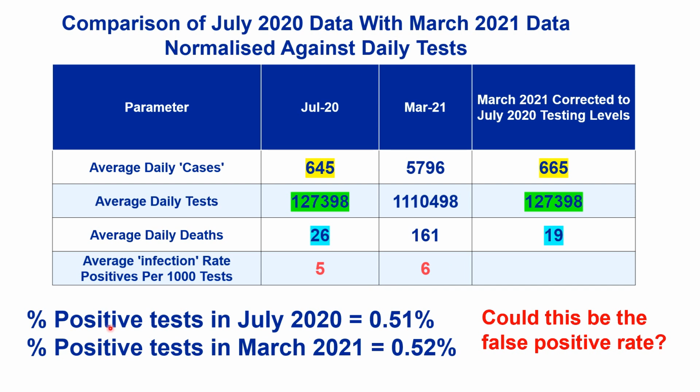And what is interesting, if you take the positive tests in July, look at the percent positive tests and the amount of testing done, it was 0.51. If we look in March and we calculate the similar figure, it's 0.52%. So could this be, this baseline, could this be a false positive rate? Personally, I think it could be.